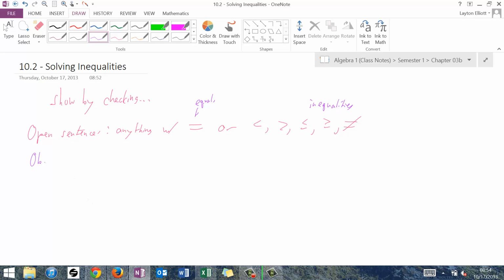If I had to give an objective, what we want to do today is to manipulate inequalities in order to solve. And the emphasis there is on the inequality part. Manipulate inequalities in order to solve.